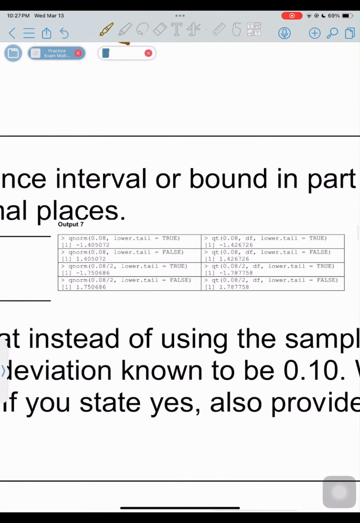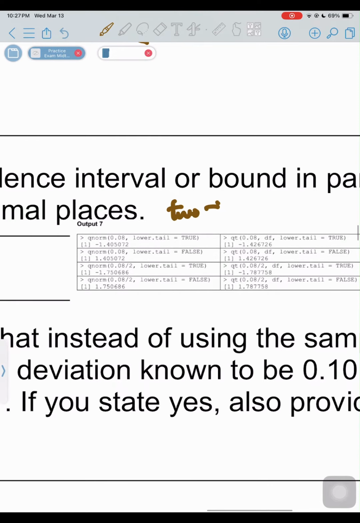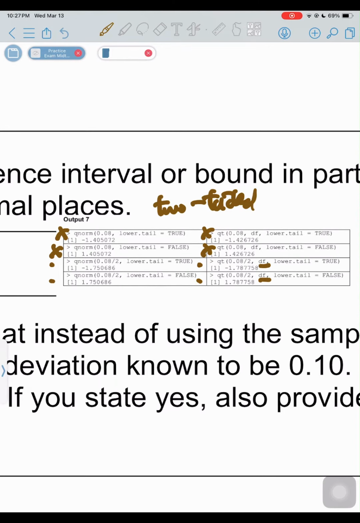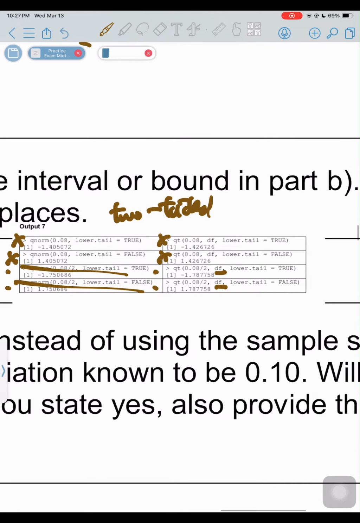So let's see. This one is two-tailed, right? If it's two-tailed, it shouldn't be just like this. You should have something divided by 2. So it's going to be either this one or that one. This one, this one, this one, this one, so the rest is not right. But then you should also include the DF value, right? So that makes this not the right option. So it's going to be this one or that one.